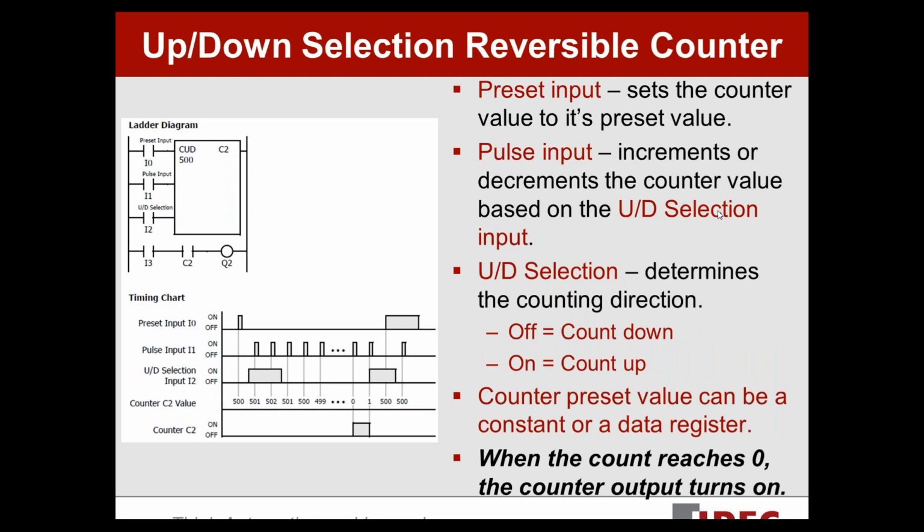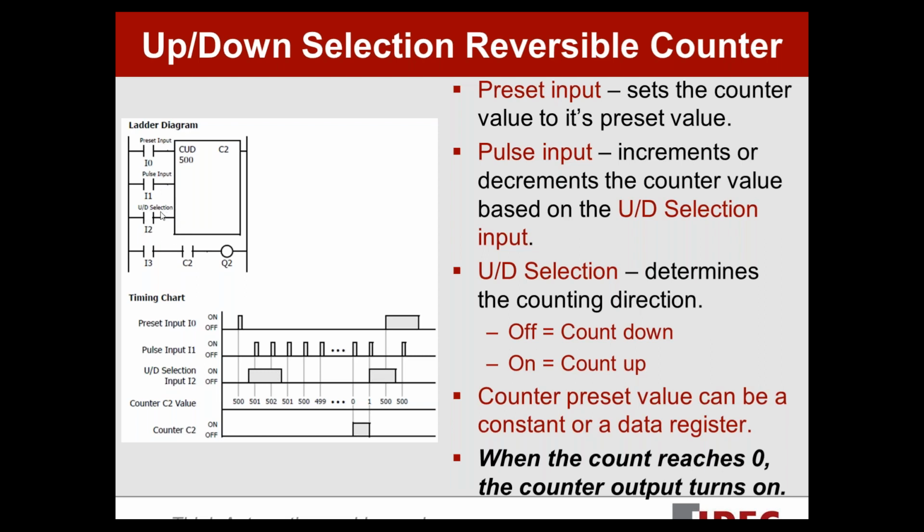All right, let's take a look at the up-down selection reversible counter. On this one, just like the previous one, we have 3 inputs to the counter. The top input is a preset input, which is going to set the value of the counter to its preset. This example is also using a preset value of 500. The input below that is input 1, the pulse input. And the third one is the up-down selection, and in this example, we're using input 2.